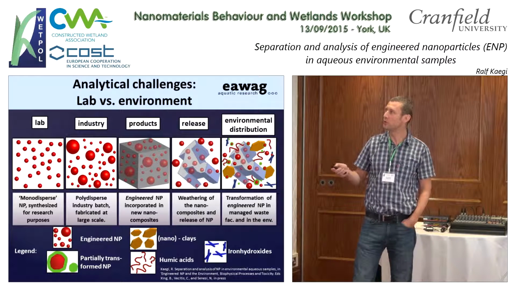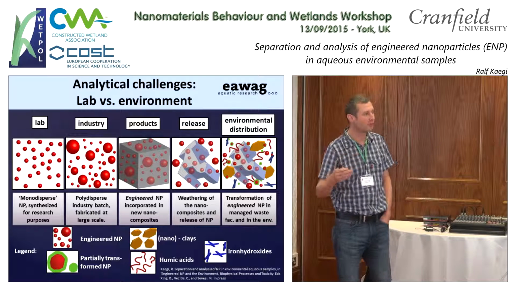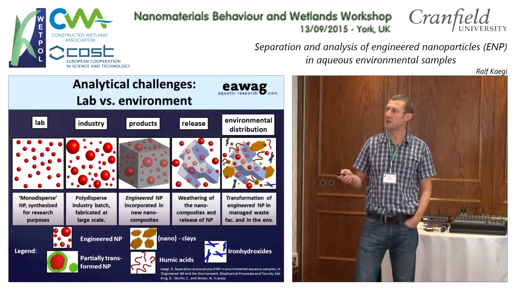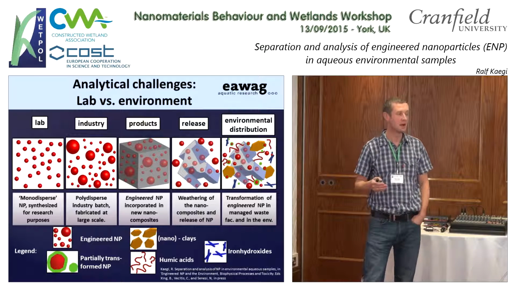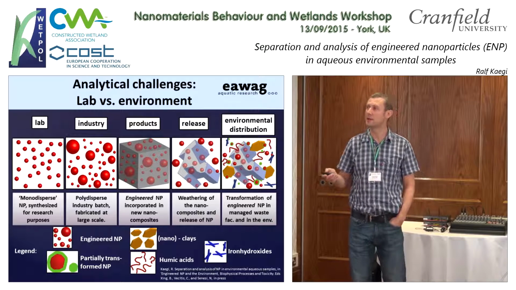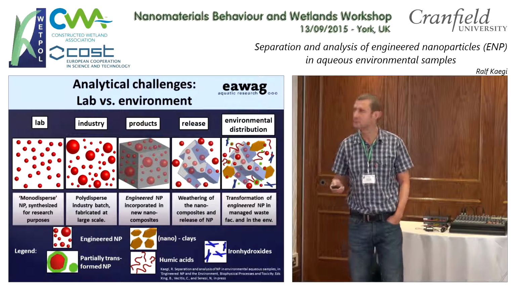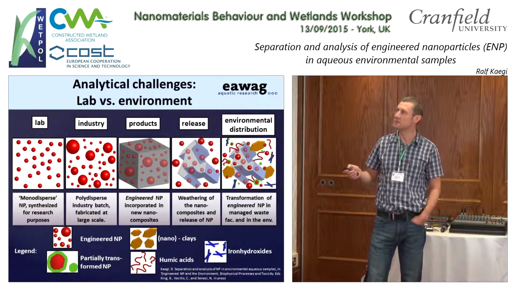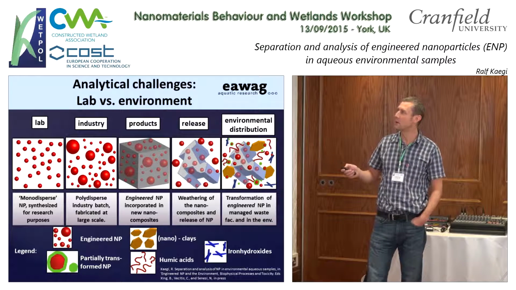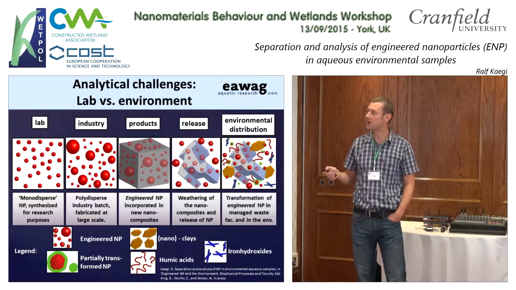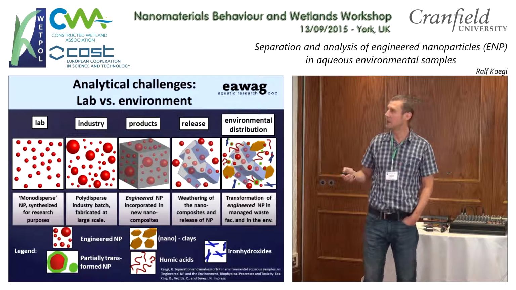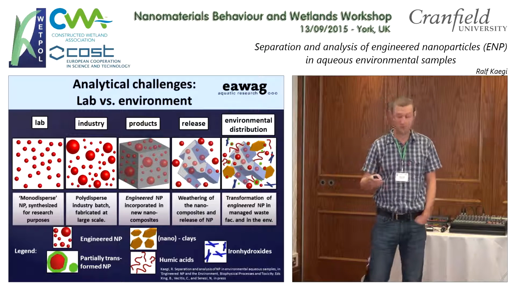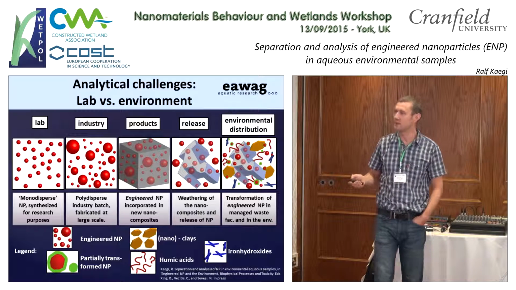However, if we move towards an environmental distribution, towards a complex matrix, we first go to the industry batch, and there we don't have monodispersed particle size distributions. We more have polydispersed systems, and then already light scattering techniques break down. We have the products. We release particles from the products, and in the end, we have an environmental distribution where we may have individual engineered nanoparticles, but we have a lot of other particles like clay particles, iron oxide, organic materials, and depending on the particles, we may have also a partial transformation of these particles in the environment.